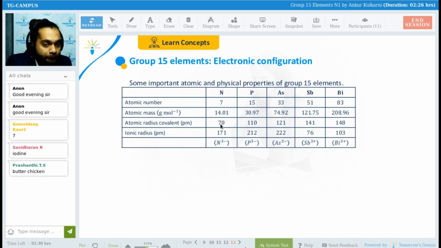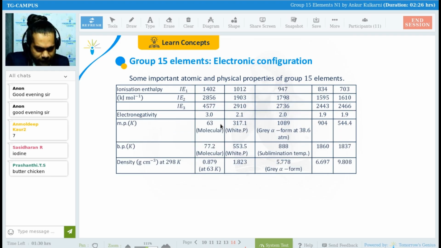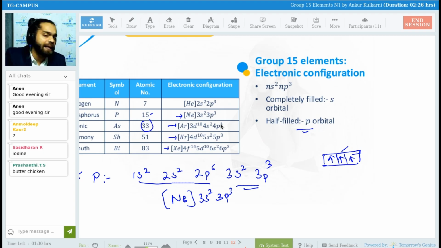Now look over here, everyone. Atomic radius, or let us say size. As you go down the group, does the size of the element increase or decrease? Come on, tell me. I know it is a little bit of a theoretical chapter, but bear with me. We have to score marks in this also, very easy. As you go down the group, does the size increase or decrease?